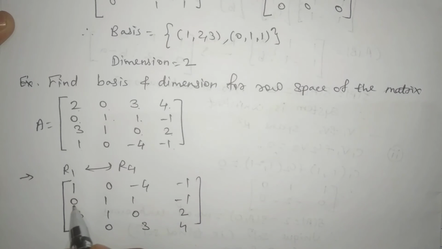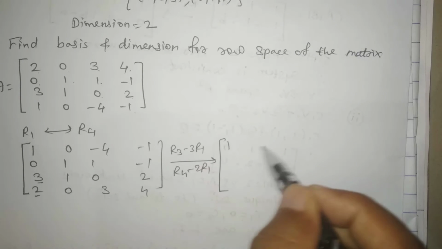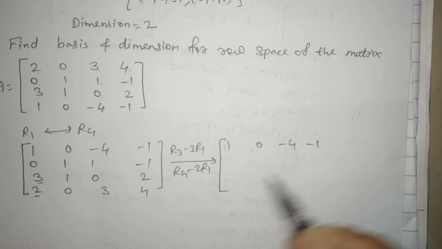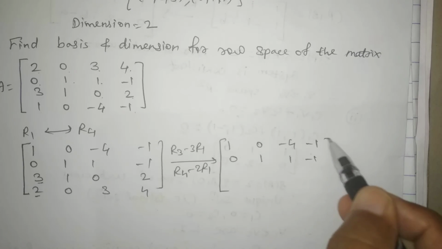After that, here already 0. We have to make here 0 and here 0. So for that, the operations are R3 minus 3 times R1 and R4 minus 2 times R1. So you will get the first row as it is: 1 0 minus 4 minus 1. Second row as it is: 0 1 1 minus 1.